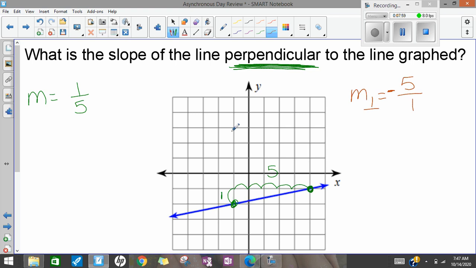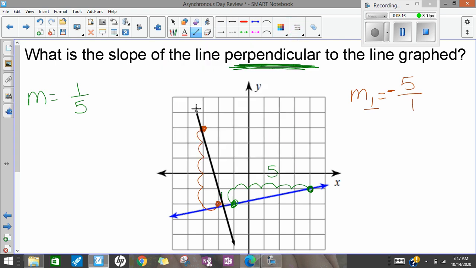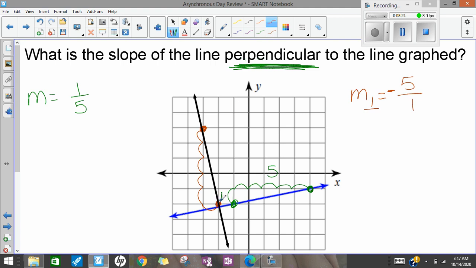So if I wanted to make a perpendicular line, I could pick any point and go down 5 to the right 1. And I can make a line. Whoops, that line's not the best. Let's fix it. And those 2 lines are perpendicular. It should look like I've made right angles, 90-degree angles between them.